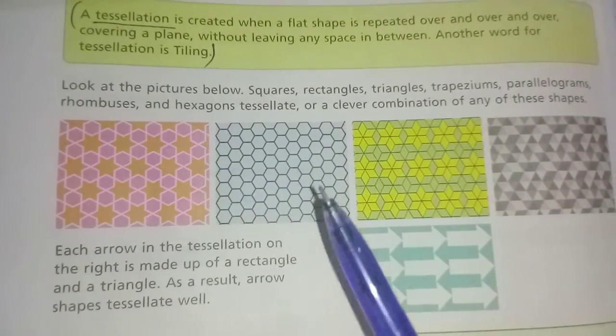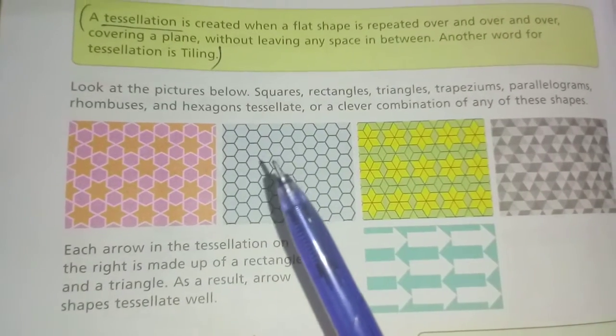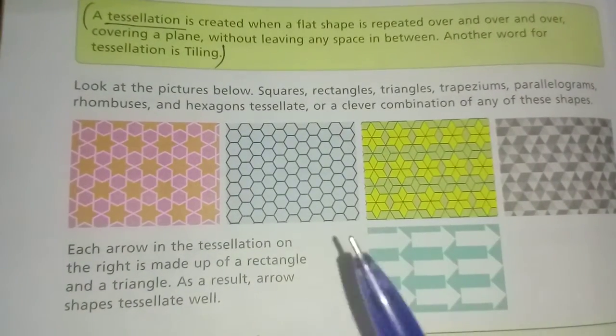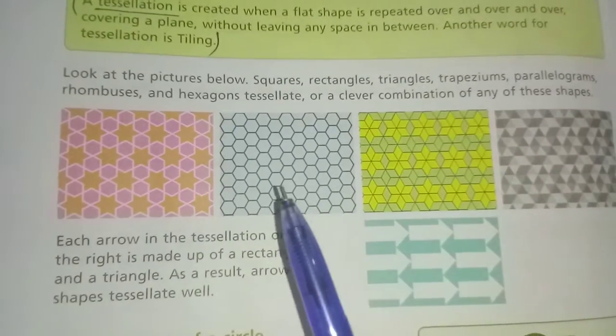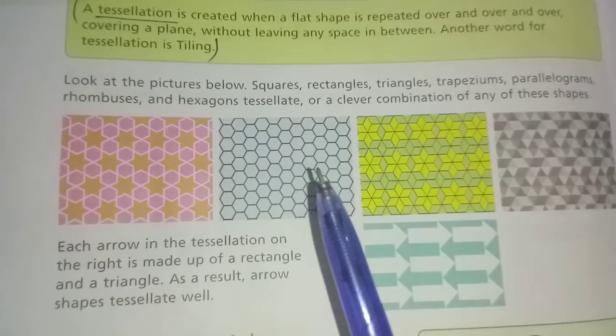Look at these pictures: squares, rectangles, triangles, trapeziums, parallelograms, rhombuses and hexagons tessellate, or a clever combination of any of these shapes. But keep in mind, we can use the same shape for one tessellation, and another word for tessellation is tiling.